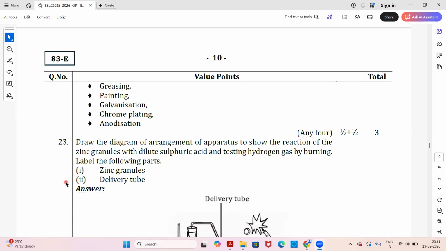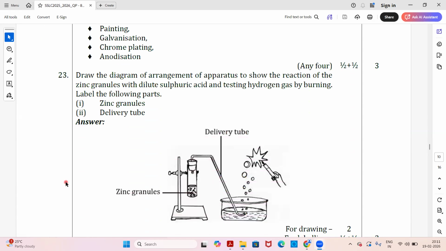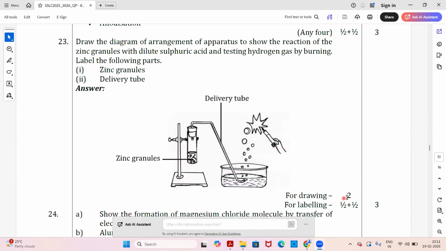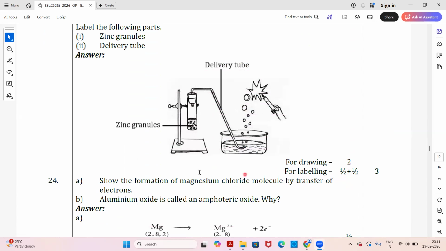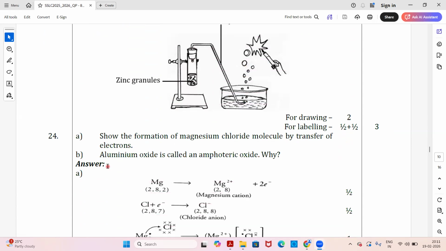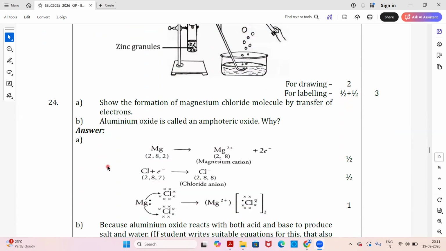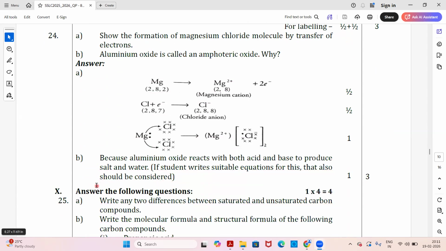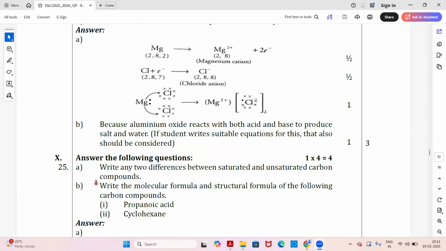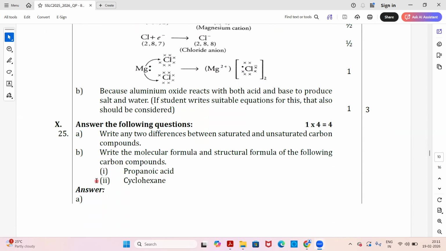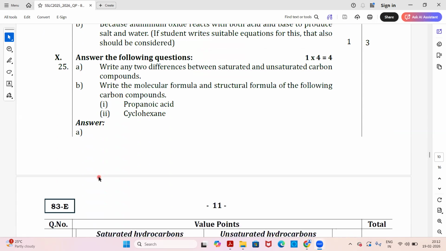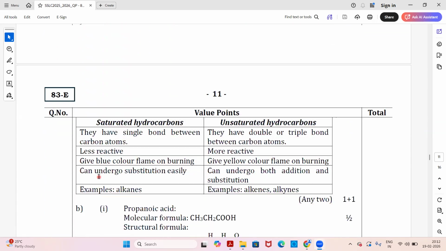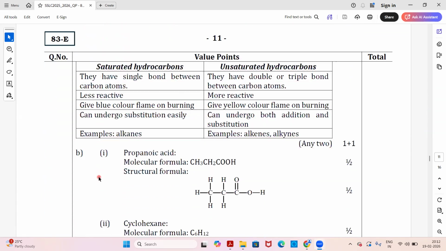Okay, then question 23. A diagram is to be drawn. For drawing, you have 2 marks. Then for labeling, you have half a mark each. Then question 24, A and B. The answer is given here, answer A and answer B. Then the 25th question, again sub questions A and B, and the answer for it is given over here in points.